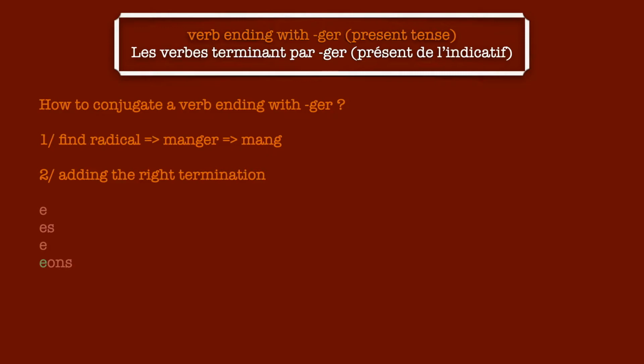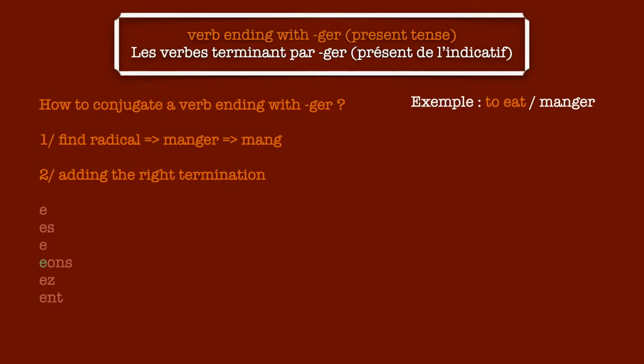And here is the difference between the classic termination and the termination for the verb ending with er. We add an e before the classic termination, and the reason for this is to simplify the pronunciation. I will show you with an example later on. The next one is the same as usual. You can see that the last plural termination doesn't change as well. So in fact, there is only one difference, which is adding an e at first plural person, before the usual termination.